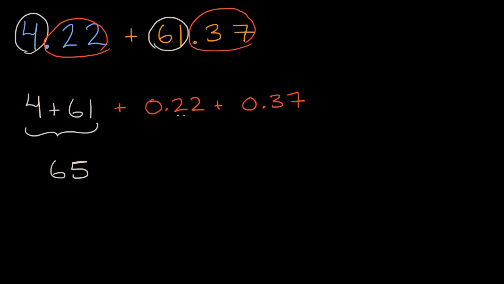And then 22 hundredths plus 37 hundredths. Well, what's 22 plus 37? Well, let's see. 20 plus 30 is 50. And then 2 plus 7 is 9. And so it's going to be 59 hundredths. So it's going to be 65 and 59 hundredths, which we can write as 65 and 59 hundredths.